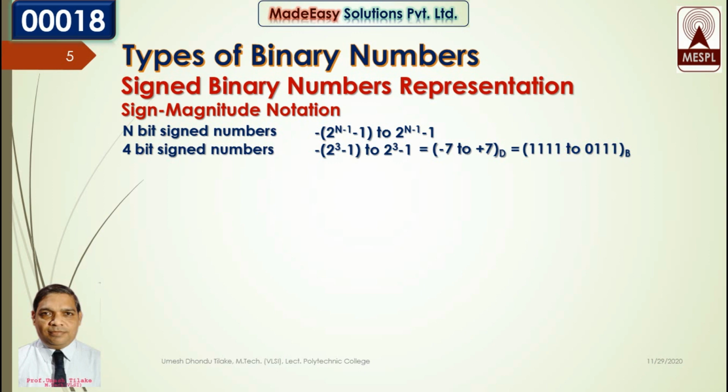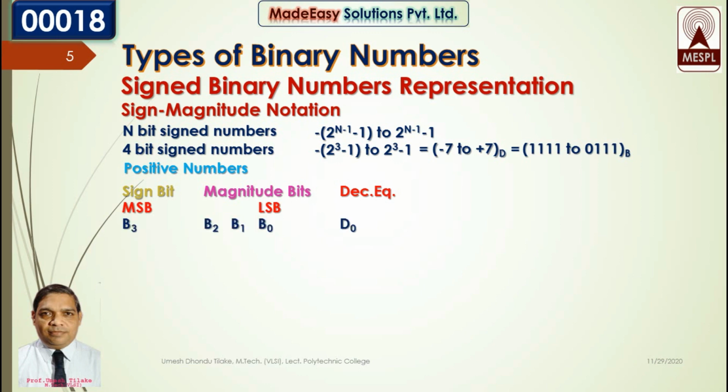So let's write the numbers. First we will write positive numbers. Here 1 bit is used as sign bit and remaining bits are used as magnitude bits. We will also write its decimal equivalents. The sign bit used here is MSB. That means B3 is sign bit and B2, B1, B0 are magnitude bits, while D0 is the single digit decimal equivalent. Now when this sign bit, that is MSB or B3, is 0, the number is positive.